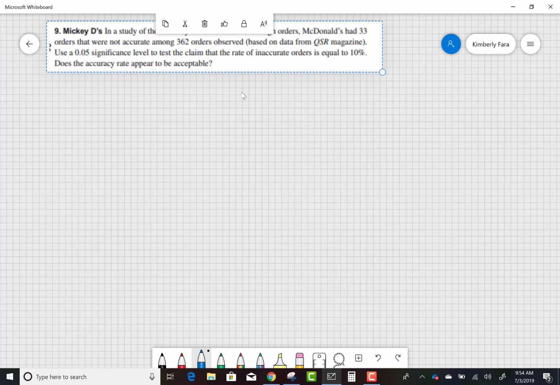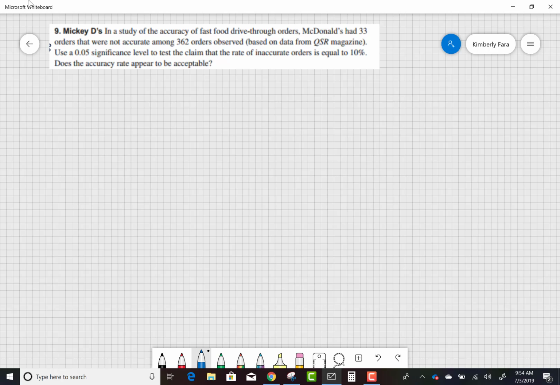McDonald's had 33 orders that were not accurate among the 362 orders observed. Use a 5% significance level to test the claim that the rate of inaccurate orders is equal to 10%. Does the accuracy rate appear to be acceptable?